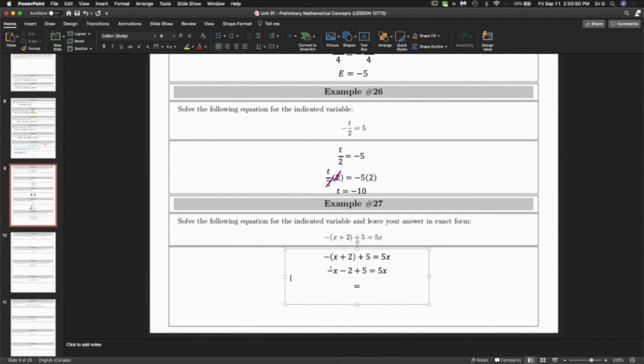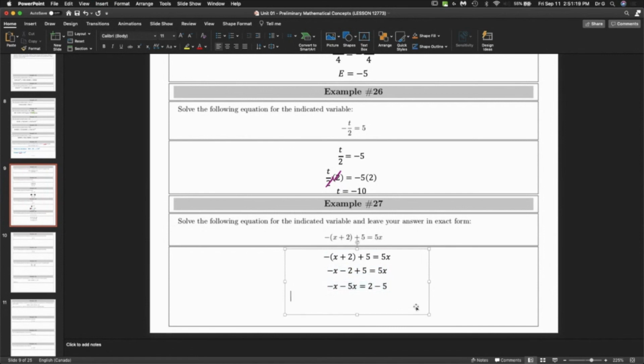Okay, so let's take this x. Does this x move over to the other side? No, it stays put. Does this 2 move over to the other side? Yes, and it becomes positive. Does this 5 move to the other side? Yes, it becomes negative. Does this 5x move over to the other side? Yes, and it becomes negative 5x. So it's like you're playing tennis. Just things are bouncing back and forth on the equal sign.